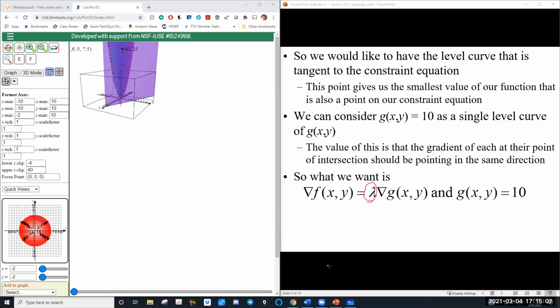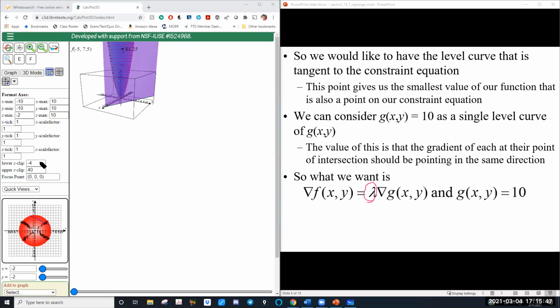Because when two vectors are parallel, they're a scalar multiple of each other. So that's what we need to have happen. And that's what sets up our system of equations that you saw in the lesson videos. We can technically put lambda on either side, but we're always going to put it on the side of our constraint equation, because one thing I'm going to show you after we do an example is lambda has a very particular interpretation in terms of an instantaneous rate of change.